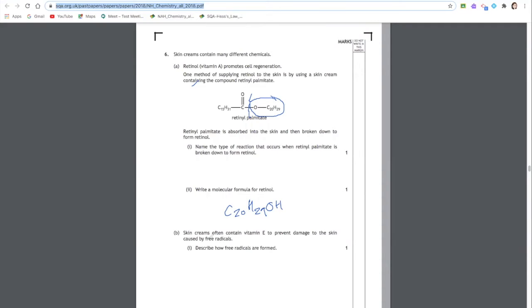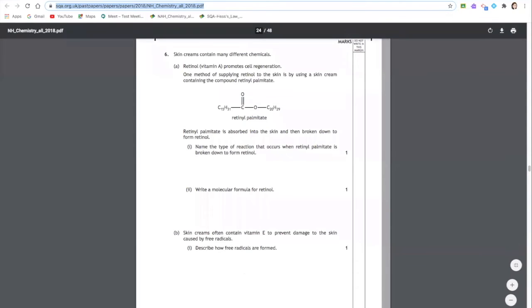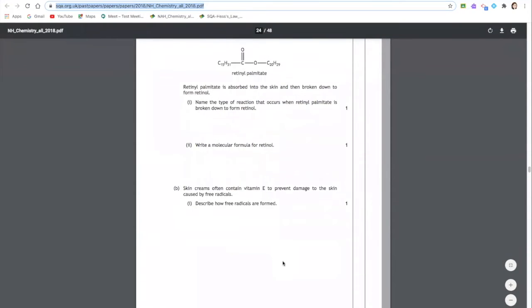You don't need to draw it fully because it's just asking for the molecular formula, so don't waste your time drawing a row of 20 carbons and all of those hydrogens. Then B part 1, describe how free radicals are formed. They're formed when UV light enters the cell and it causes the covalent bonds in molecules to break. The main bit here is that they're exposed to UV light.